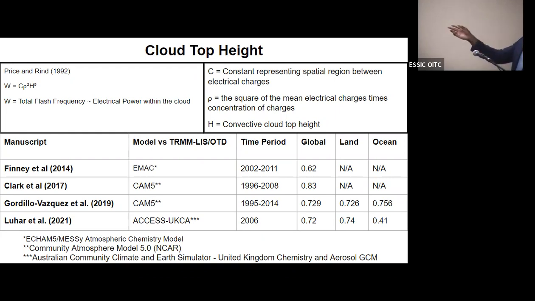global climate model simulations of flash frequency. Some of these are coupled with chemistry. Compared to TRMM LIS data, they found that globally you get pretty good correlations, and also over land, and not so much over ocean, except in the Gordillo study, where they vary the exponent here. So instead of to the 5th power, it might be lower to account for the difference in convection over ocean compared to land.